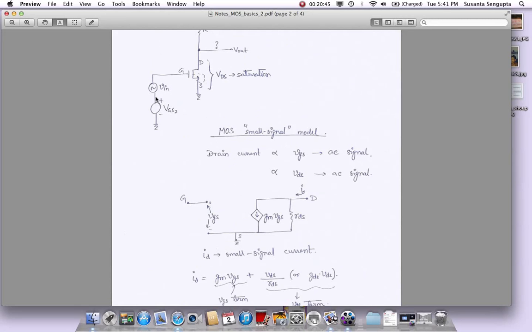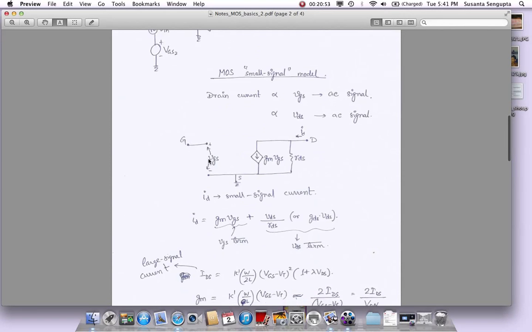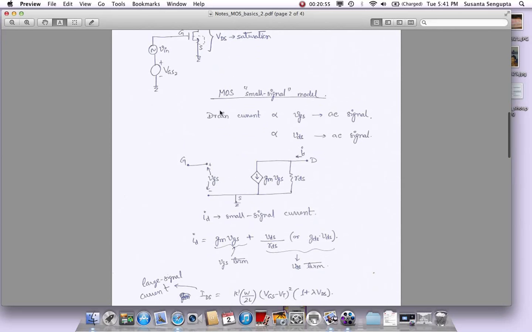So this is ground here, but this point will also become ground as AC ground because this is a fixed value that is not changing. What is changing is V in. So we'll keep that in the model while we go for it. So the source is ground, which is also AC ground.